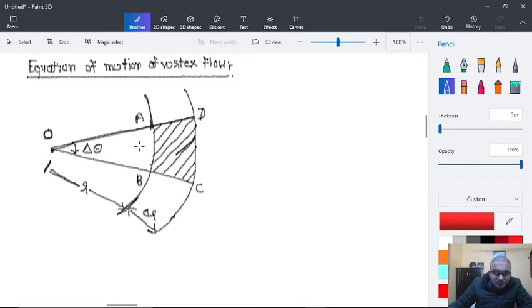The pressure force on face AB is given by P into delta A, and here on this side it is given by P plus del P over del R into delta R into delta A. Moreover, this fluid element is moving with a speed of v.